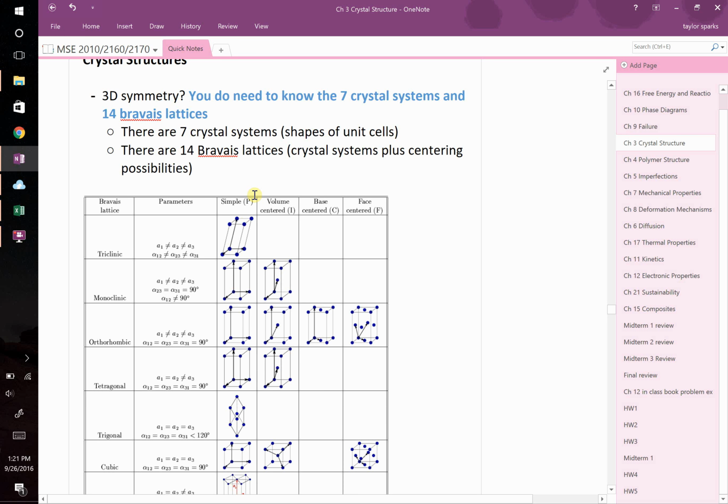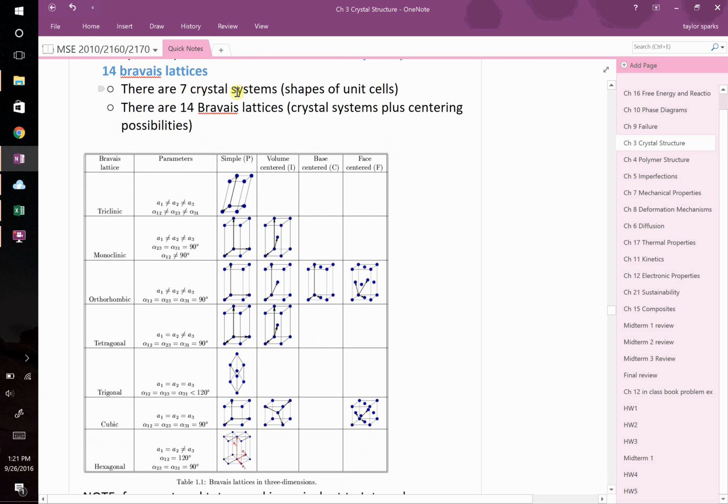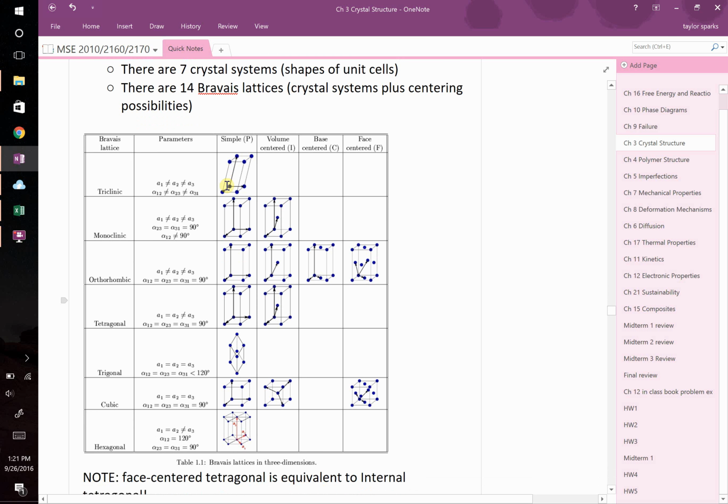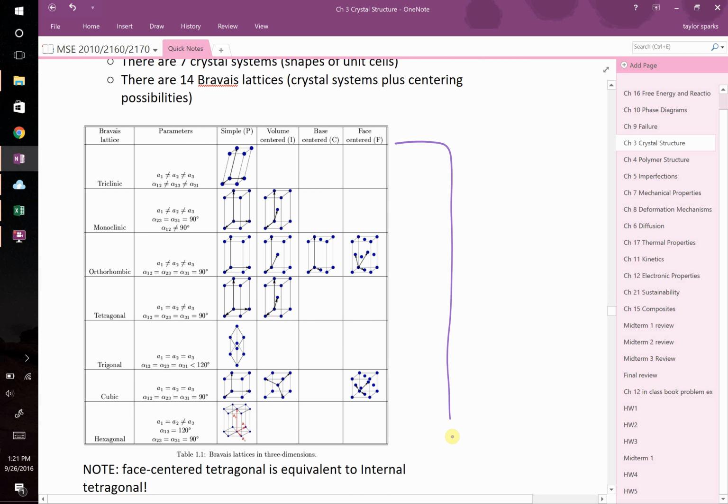What I want you to know about in this class is that there are 7 different crystal systems that have 14 different Bravais lattices, right? So here are the 7 systems, and each one of these shown is one of the 14 Bravais lattices, which just means you take a crystal system and apply some sort of centering option to it. So let's start with the simplest one, simple cubic. And then we can have volume-centered, sometimes called body-centered. So here's our body-centered cubic. You can't have a base-centered cubic, but you can have a face-centered cubic, right?